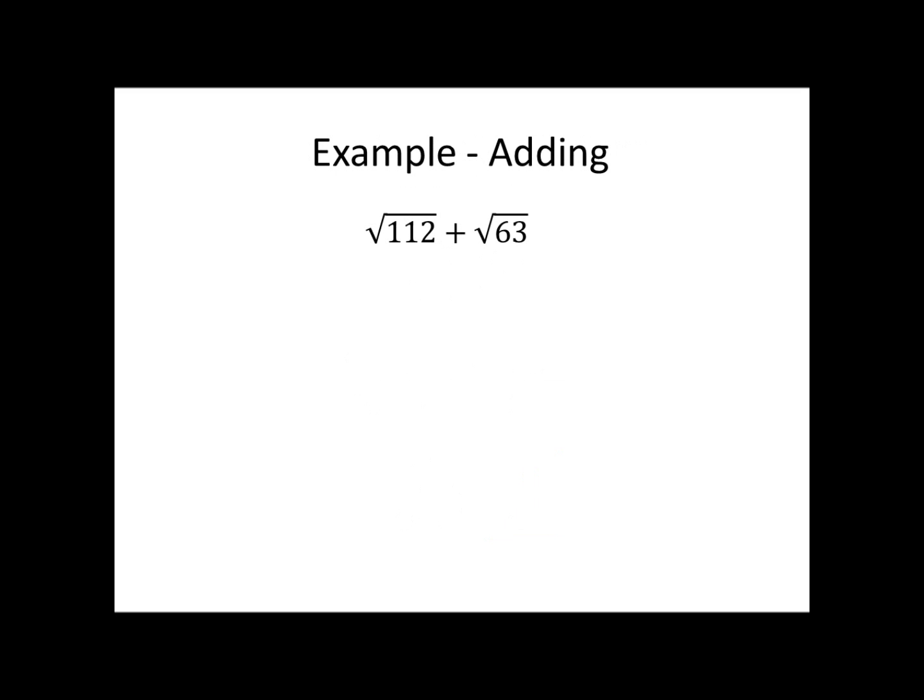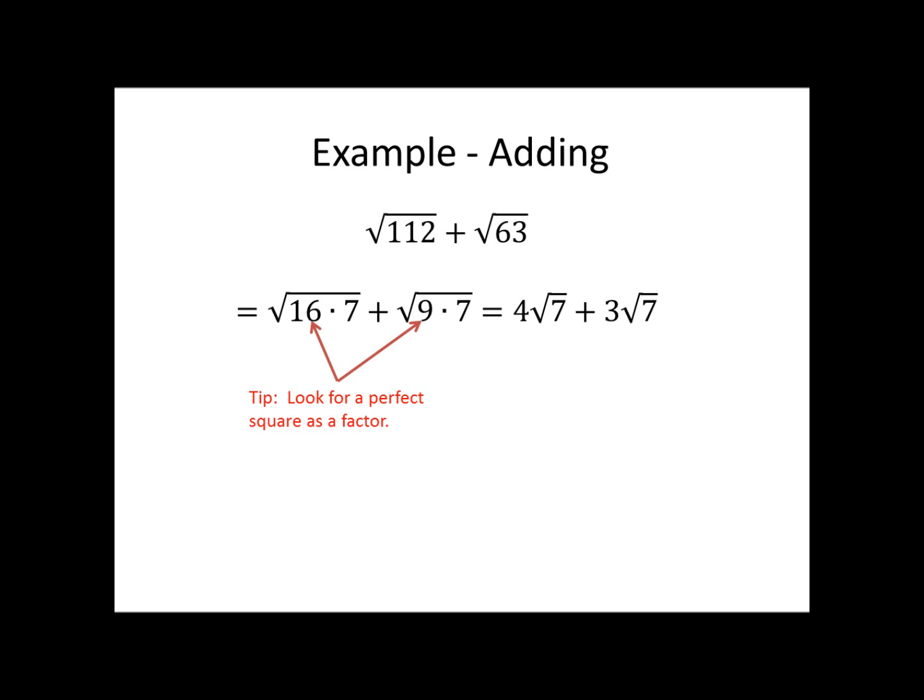Now, let's take a look at an example of adding. I wanted to jump right to the difficult ones. Got two radicands that are not the same. Can I make them the same? Well, here's a tip for you. Look for a perfect square that's a factor.